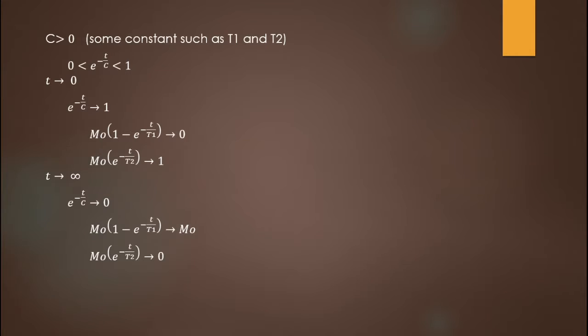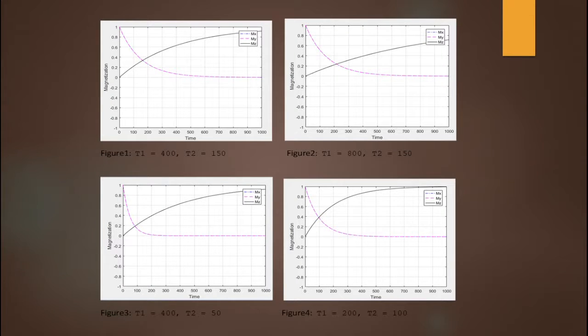and this one also. I plotted four different graphs to observe the change which is created by T1 and T2 in the Bloch equation. I took the first one as a reference and I changed only T1 in the second, T2 only in the third, and both in the fourth.